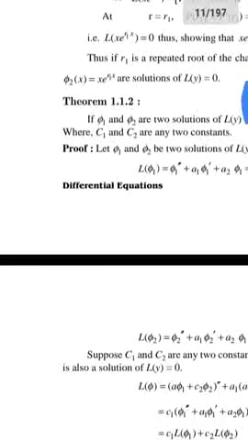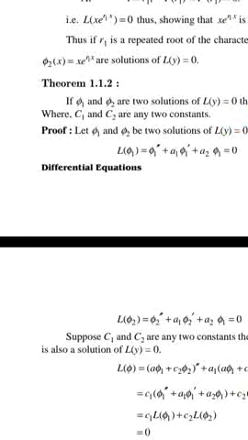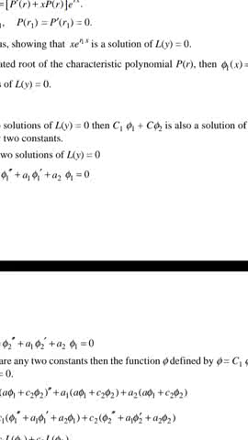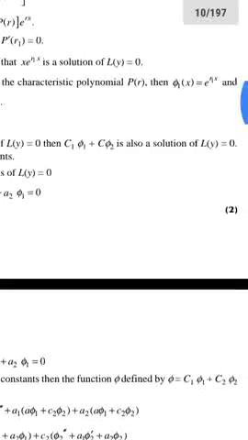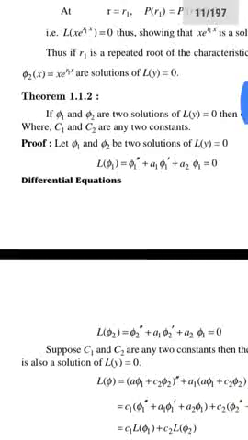Next theorem. If phi 1 and phi 2 are two solutions of L of y is equal to 0, then C1 phi 1 plus C2 phi 2 is also a solution of L of y is equal to 0, where C1 and C2 are any two constants.